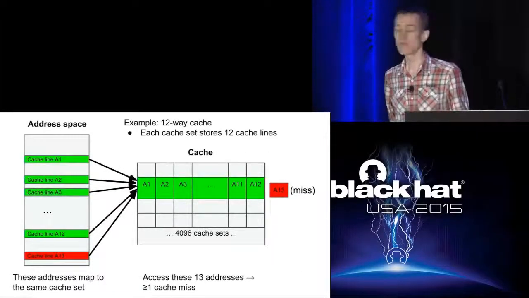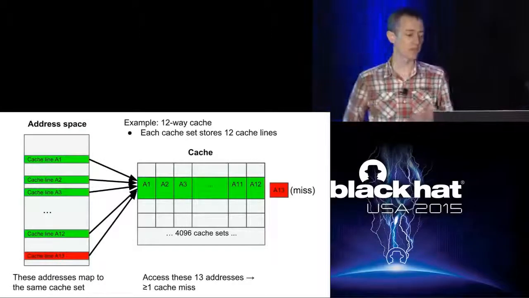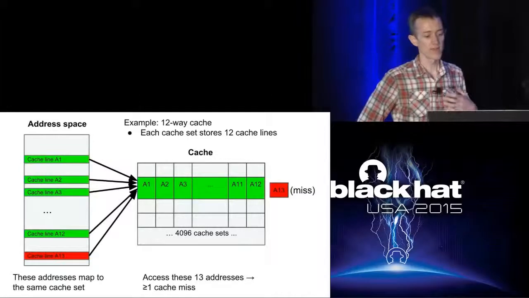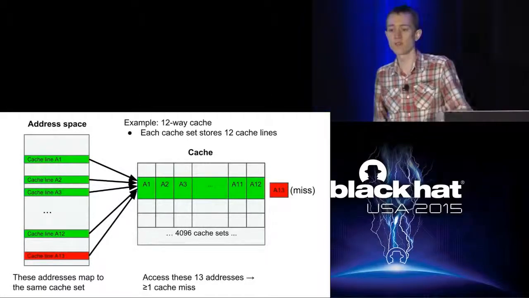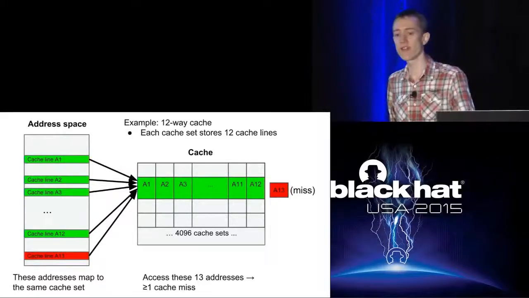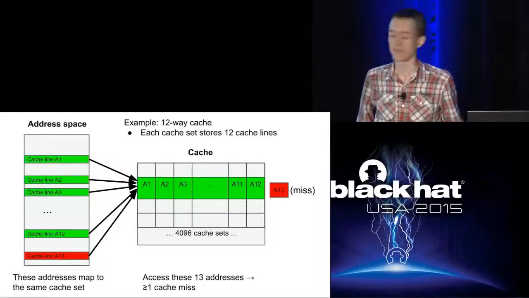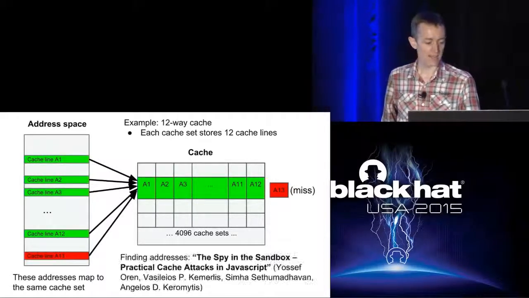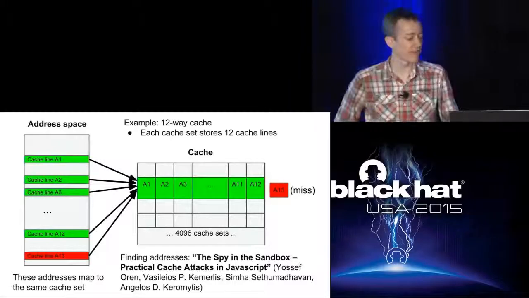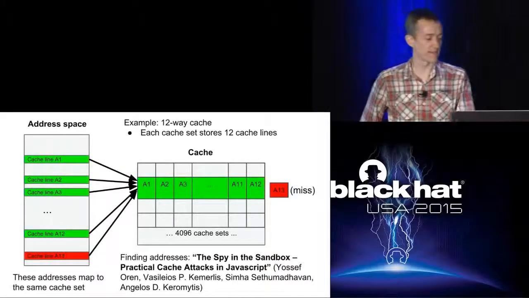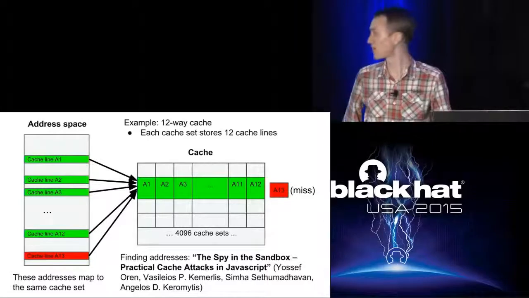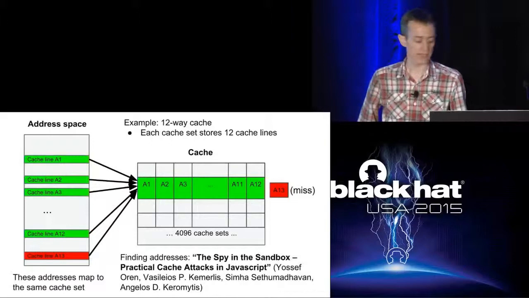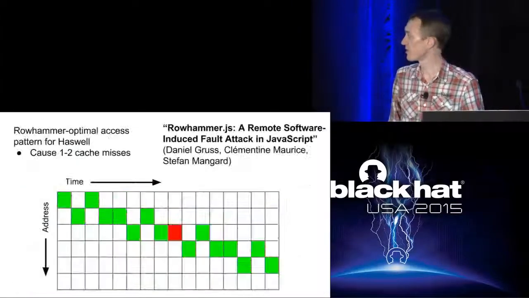So if we want to generate L3 cache misses, the trick would be to find many addresses that map to the same cache set. For example, a typical system might have a 12-way set associative cache. If you can find 13 addresses that map to a cache set, then accessing them will generate at least one cache miss. And it turns out there's already an algorithm for finding addresses that have that property, and it already works in JavaScript. It works by timing memory accesses, and it's described in a paper called The Spy in the Sandbox. So that gives us a way to generate cache misses.